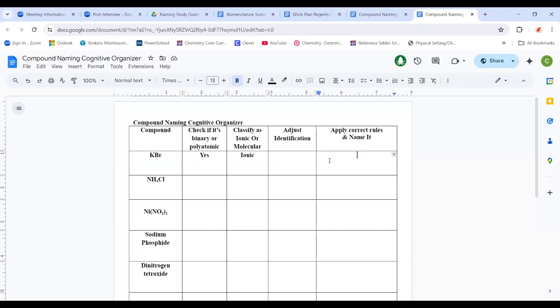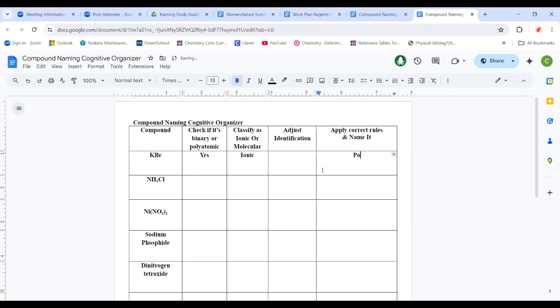This is a binary ionic compound. So if it doesn't have any metals that have multiple charges, those are going to be your transition metals, and it doesn't have any polyatomics, it's actually very simple. I just name the metal and then I name the nonmetal. But when I name the nonmetal, I change the ending to IDE, which you're going to find is something we do in all the compounds. Okay.